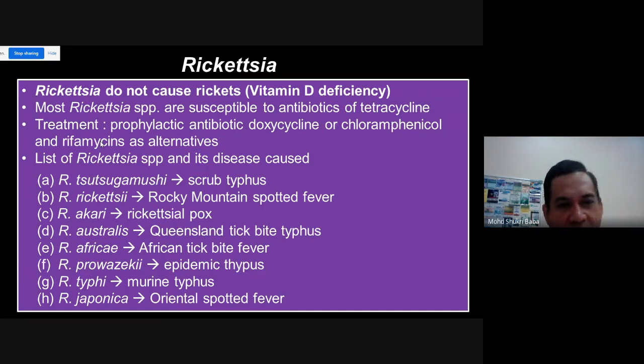So because we have so many species of rickettsia, dan dia worldwide distributed, so macam-macam penyakit dia boleh bawa. Alright, depend kepada spesies and depend kepada negara mana dia berada. So kalau nampak dekat situ ada Japan, ada Afrika, ada Australia. So macam-macam lah. Alright. Yang biasa berlaku adalah rickettsia tsutsugamushi lah yang biasa, scrub typhus, because dia berlaku di mana-mana sahaja.